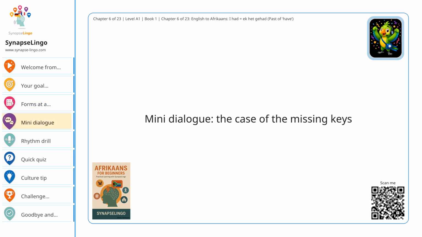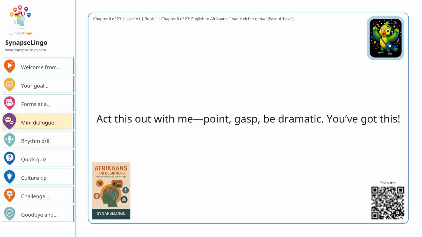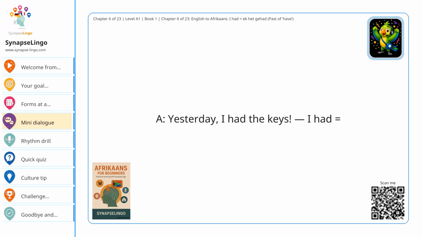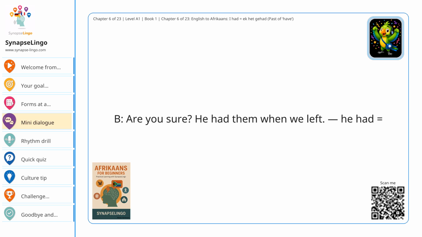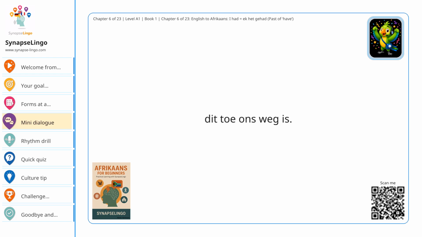Mini dialogue. The case of the missing keys. Act this out with me, point, gasp, be dramatic. You've got this. A. Yesterday, I had the keys. I had equals Ek het gehad. Die sleutels. B. Are you sure? He had them when we left. He had equals Hy het gehad. Dit toe ons weg is.